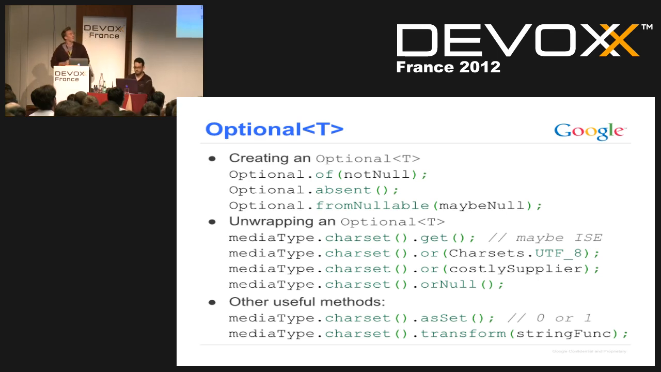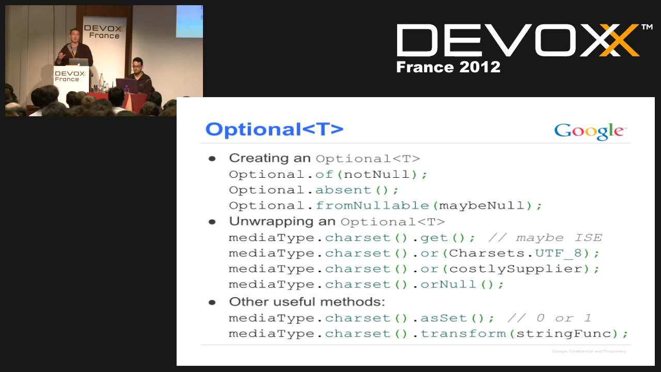A few other useful methods on Optional itself. asSet is basically a shortcut to turn your optional into an iterable. It actually returns a set, but it's sometimes useful to have an optional that's an iterable. The iterable will either have 0 or 1 elements in it. If it's absent, it will have 0. If it's present, it will have 1.